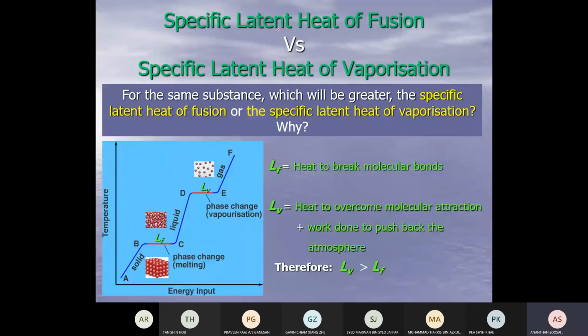Next, what is the difference between fusion and vaporization? For the same substance, which will be greater? Of course, vaporization is greater, so LV is always greater than LF. LF is only to break the molecular bonds, but LV is to overcome the intermolecular attraction and do work to push back the atmosphere. So latent heat of vaporization is always greater than latent heat of fusion.